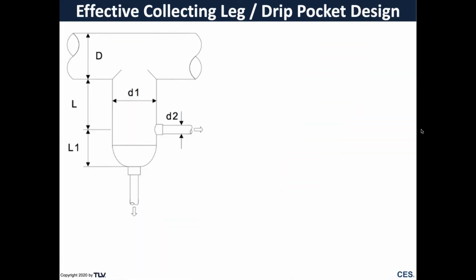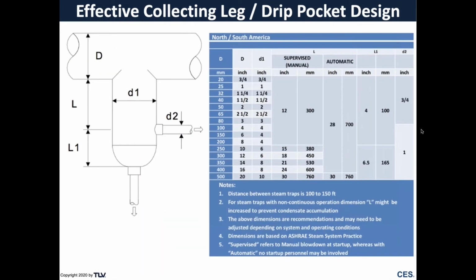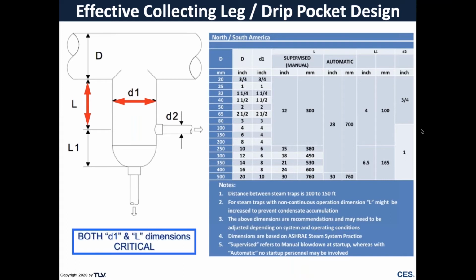So ASHRAE makes a wonderful table, and we like to use the ASHRAE table. People pay attention to the D1 dimension. They know that the collecting leg has to be an adequate diameter so condensate can fall into it, but they don't often pay attention to the L dimension. I can't tell you how many times I've been on sites and that L dimension before the D2 takeoff is only about 2 inches. That's not enough of a reservoir. We need more of a reservoir so that L dimension and the D1 dimension, they're both critical.